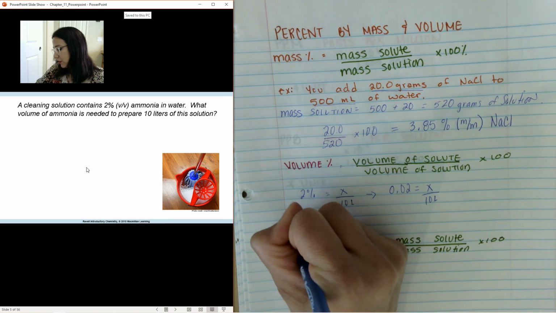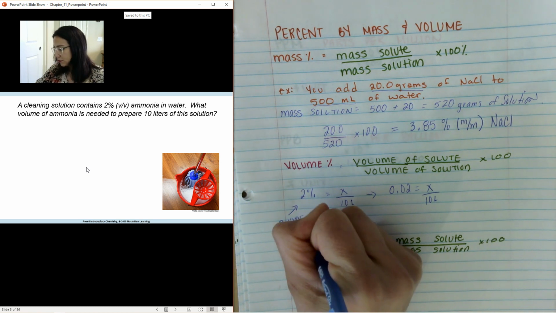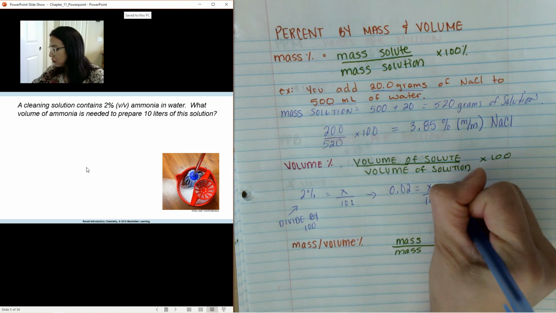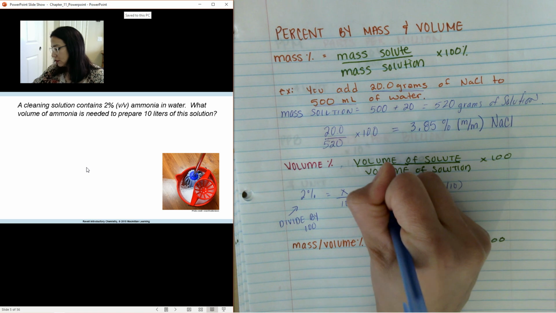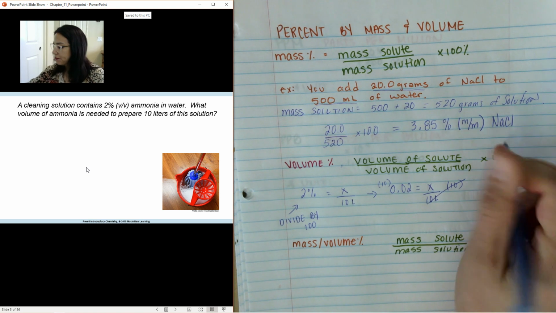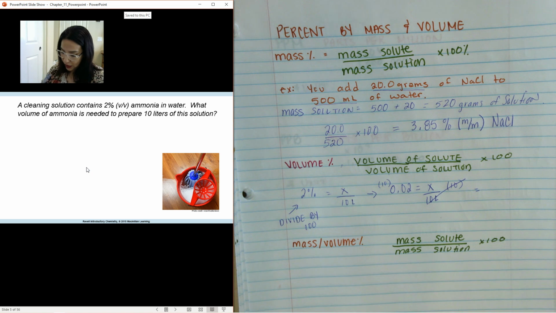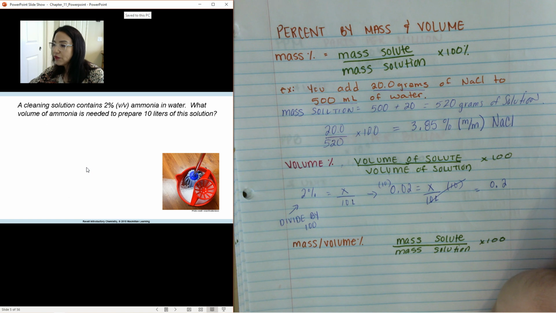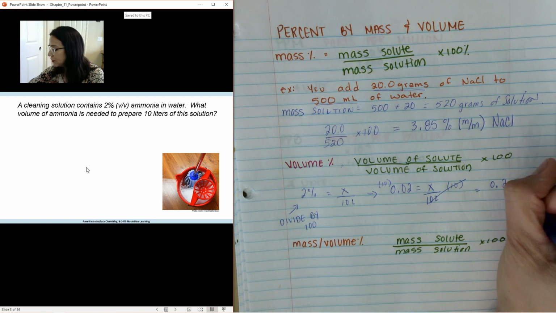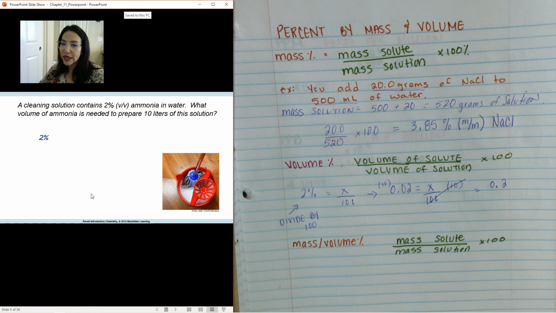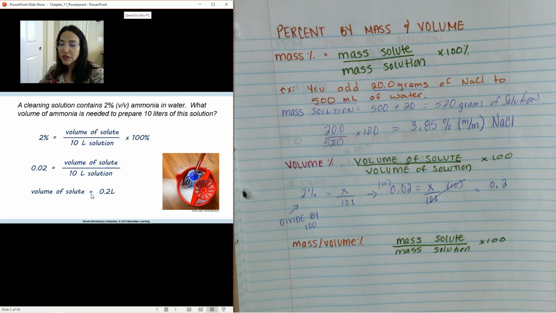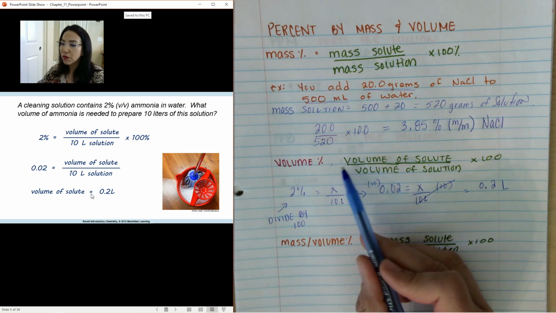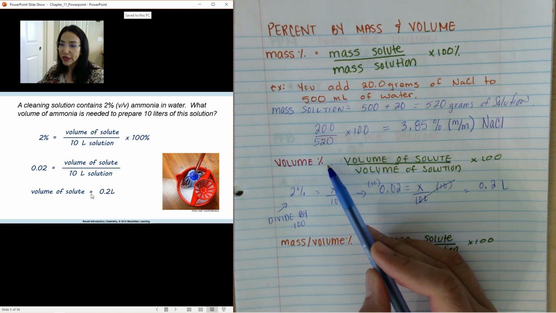Now I need to isolate X, so I'm going to multiply both sides by 10. The 10 goes away, and I am left with 0.2. That is the volume of my solute, and I'm pretty sure this volume is in liters. So the volume of the solute is 0.2 liters, and we solved this by using the volume percent of our cleaning solution.